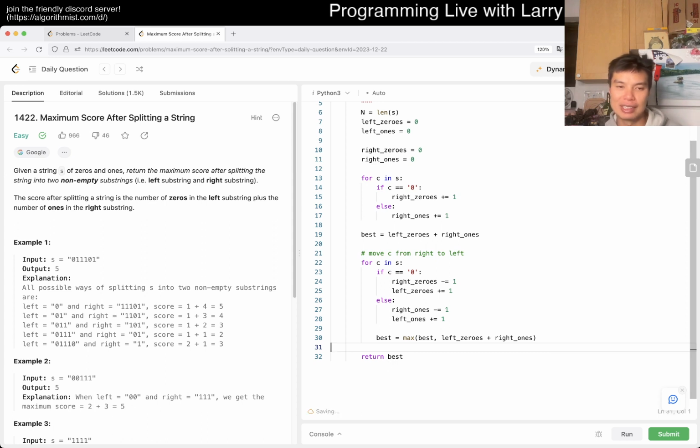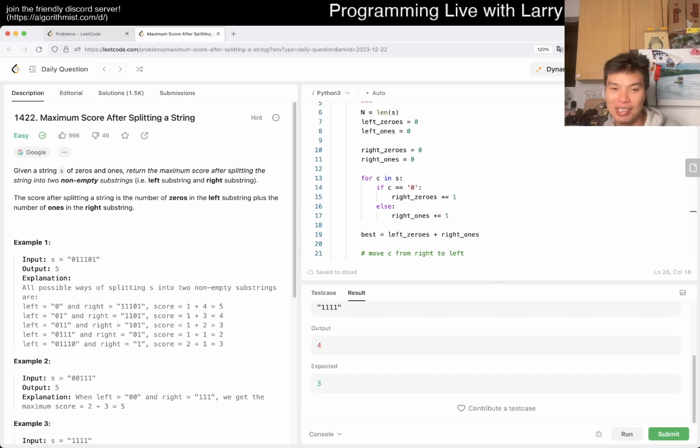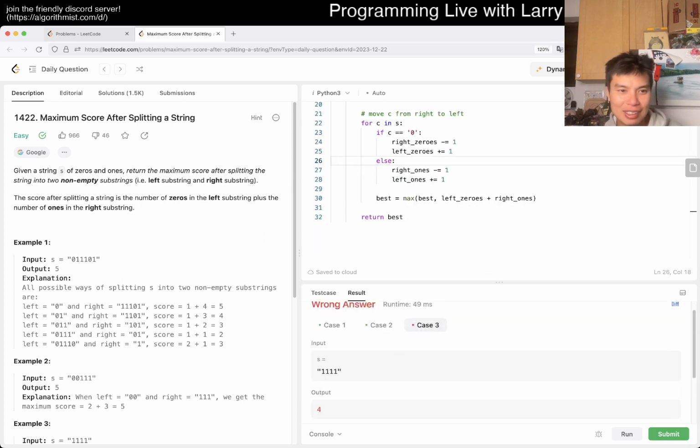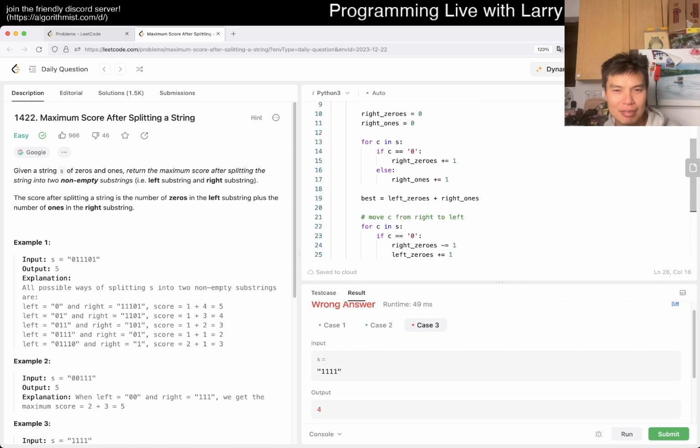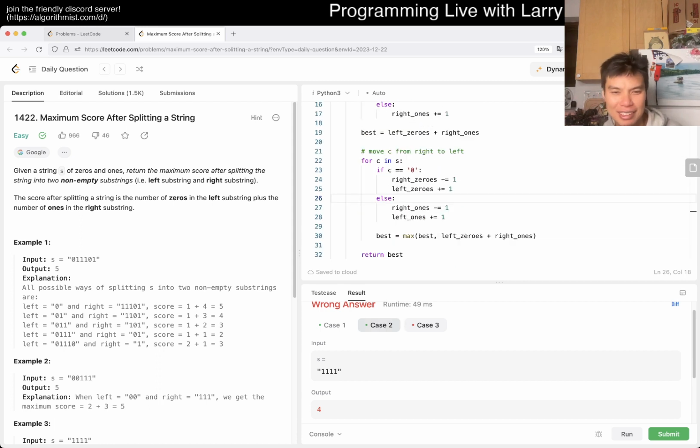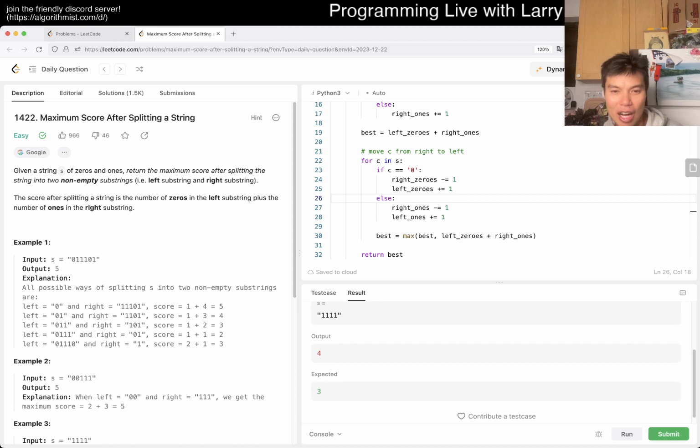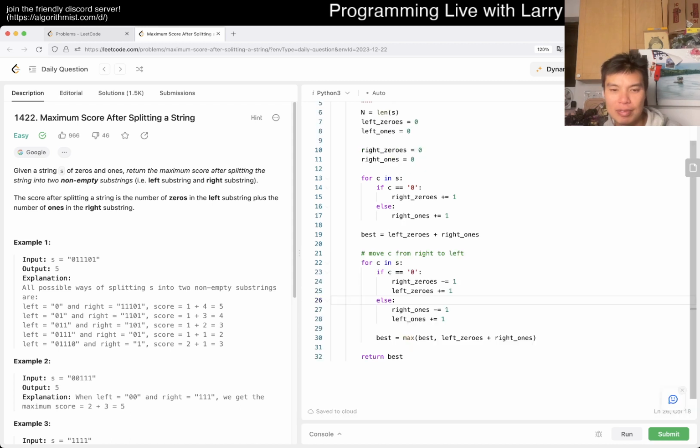That's the idea: as you shift, only one thing changes. You're moving a character, a 0 maybe, a 1 maybe, from the right to the left, one at a time. And of course, I get the wrong answer. What the heck? That is unexpected. Wait, what?